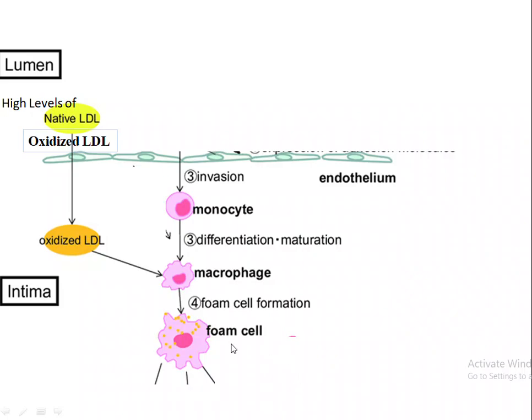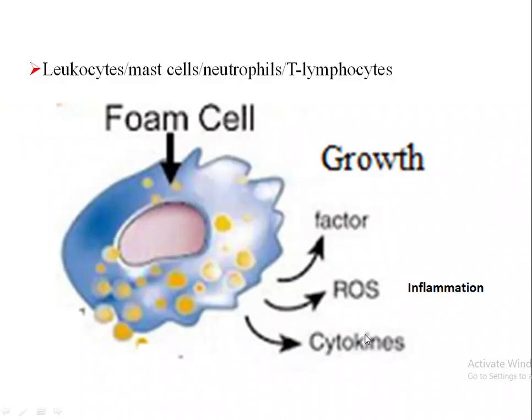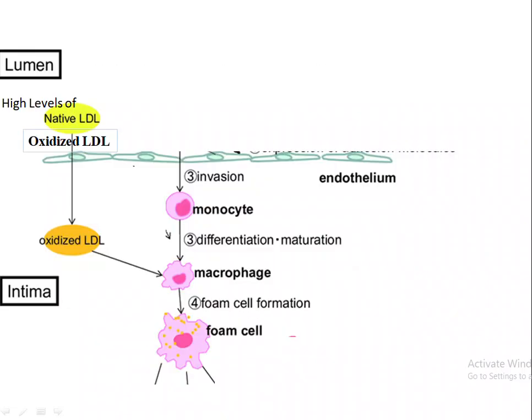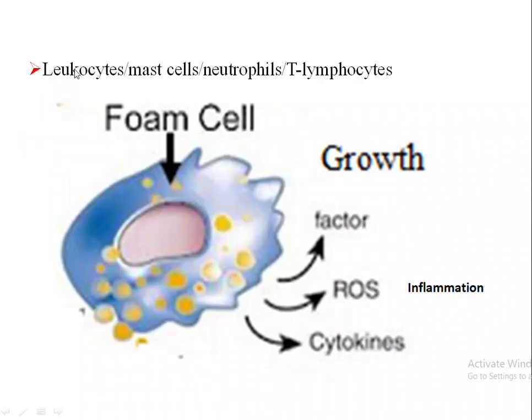They are called foam cells because of their appearance. They are named foam cells because the lipoproteins give the macrophages a foamy appearance. The presence of foam cells in the arterial wall is a hallmark feature of early atherosclerotic lesion. Like the monocytes, the leukocytes, mast cells, neutrophils and T lymphocytes also migrate into tunica intima.